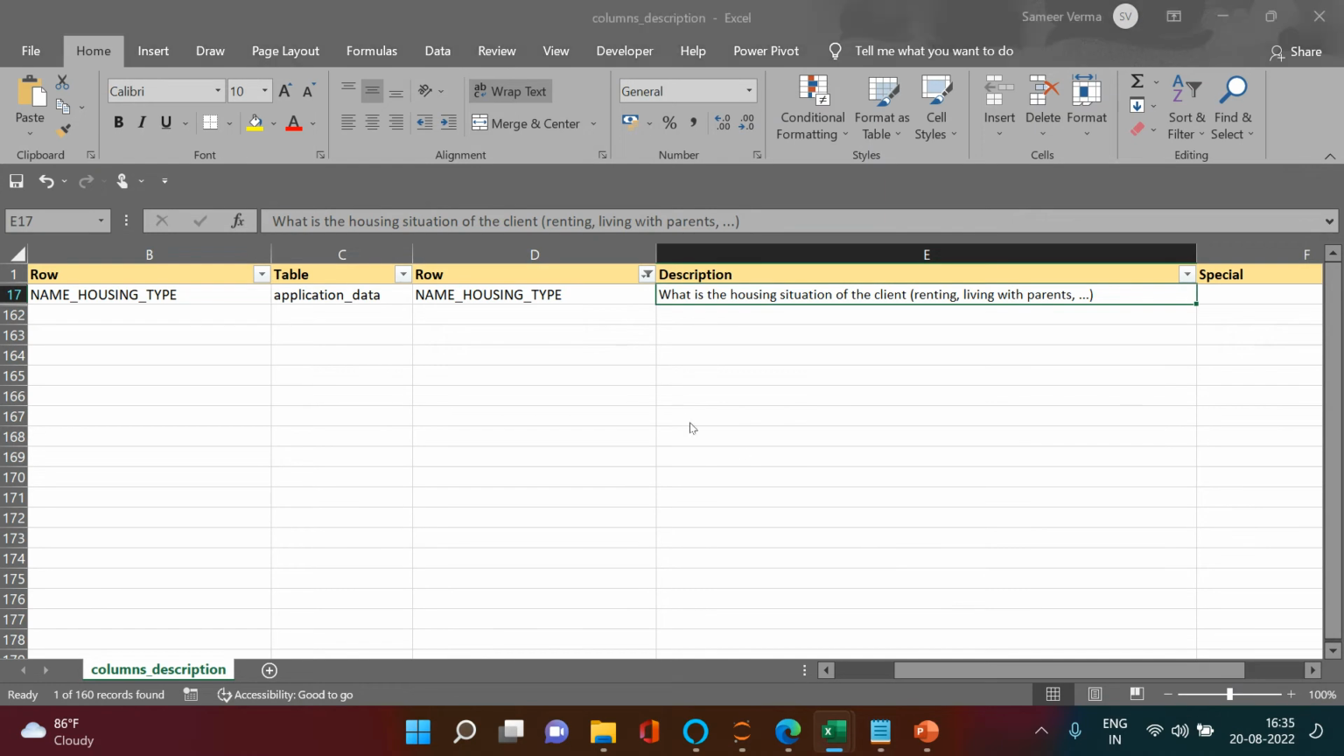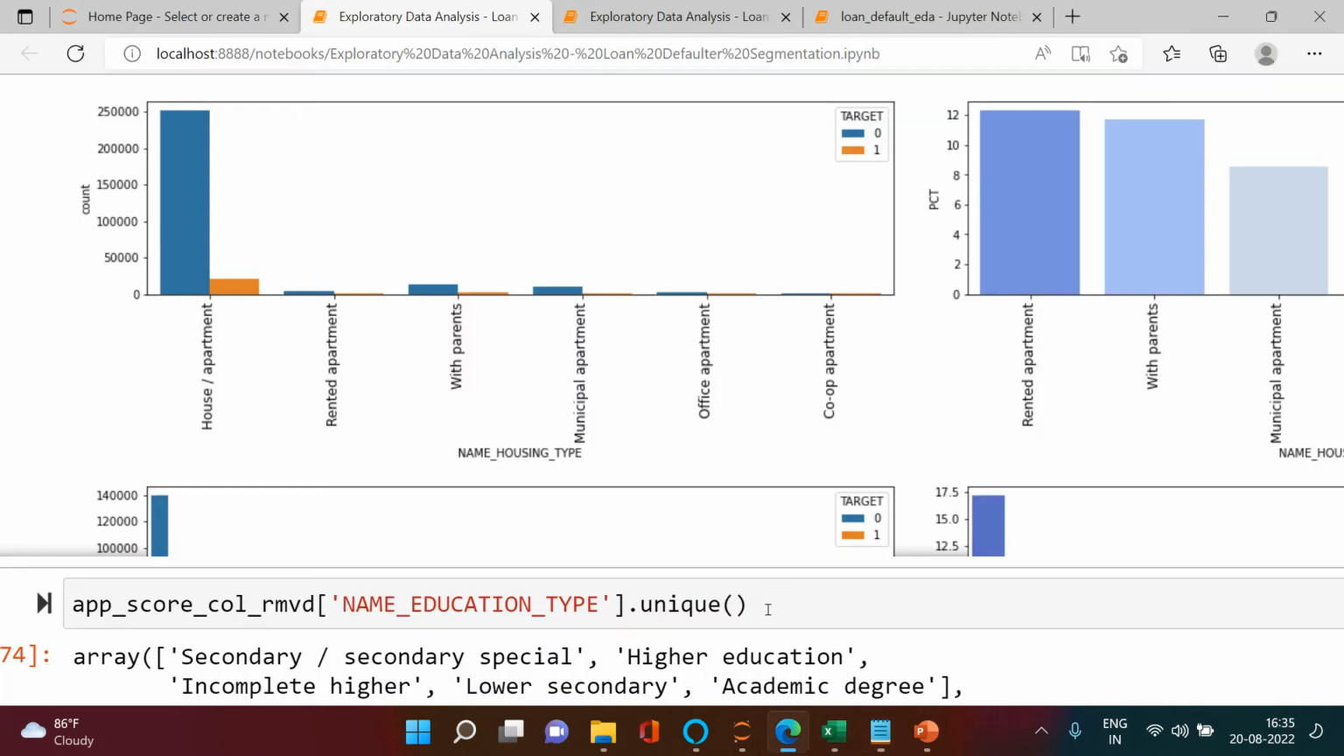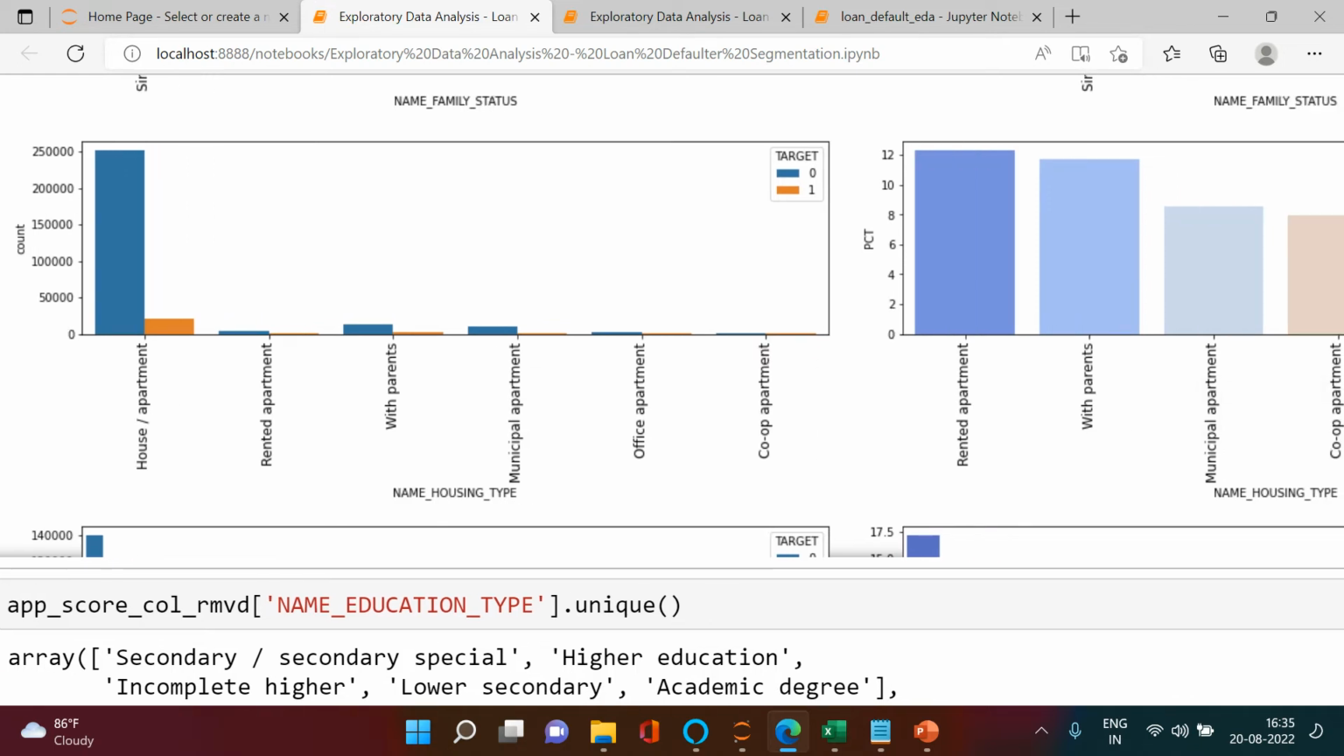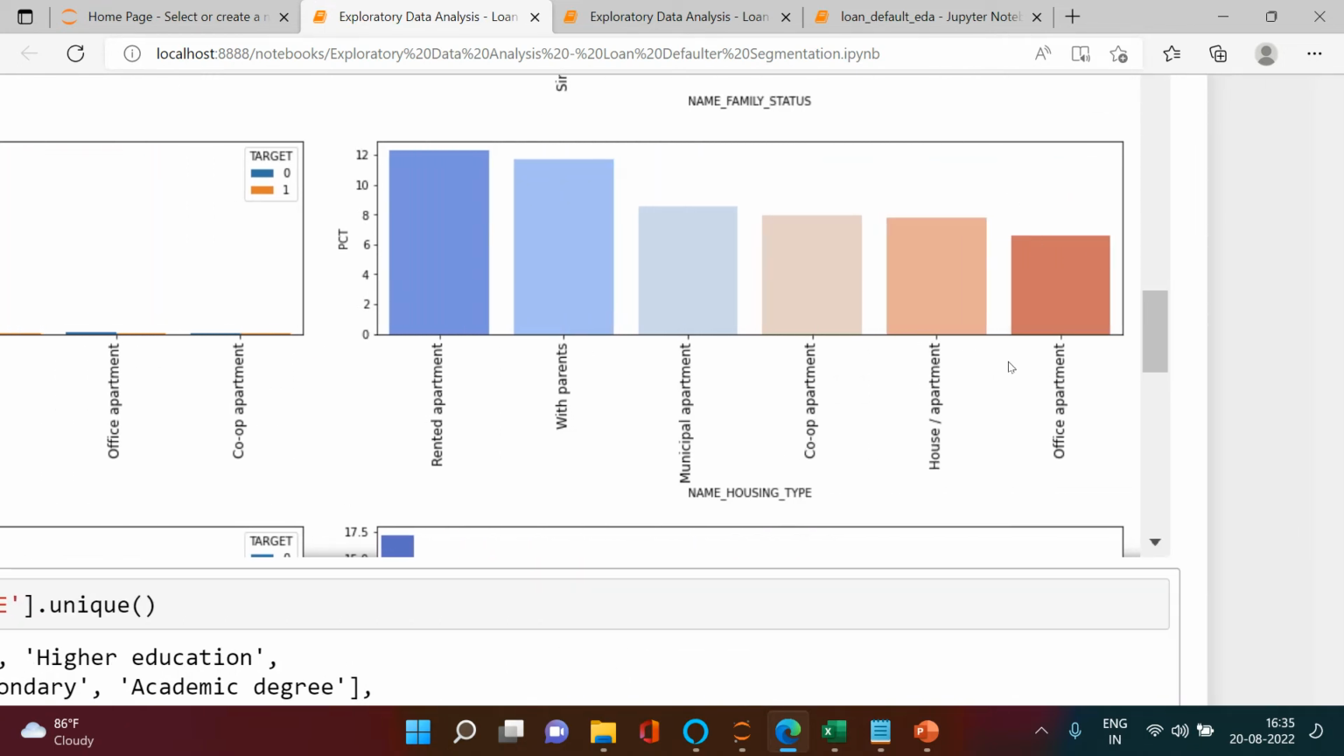So let's just say a name, housing type, and let's go back to our graph. Over here we see most of the loans have been given to those people who have their own house or apartment. And what is the default rate? Rented people have the highest default rate, which is approximately 12%, and those who have their own house or apartment are less likely to default. You see, they have somewhere 8% default rate, isn't it?